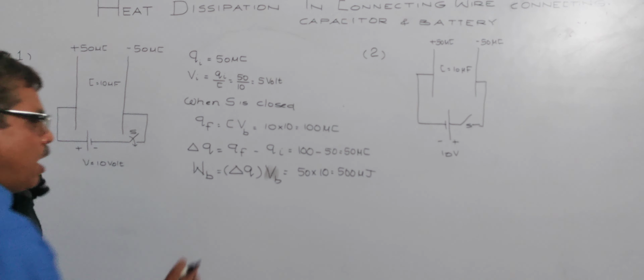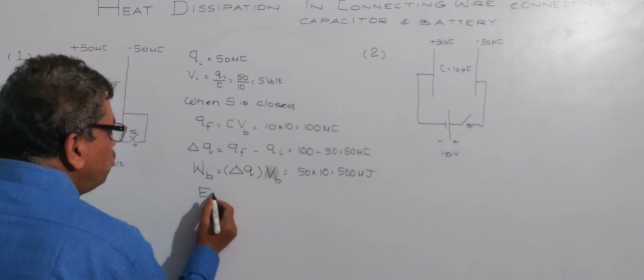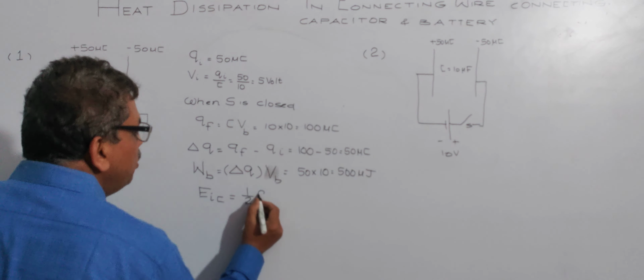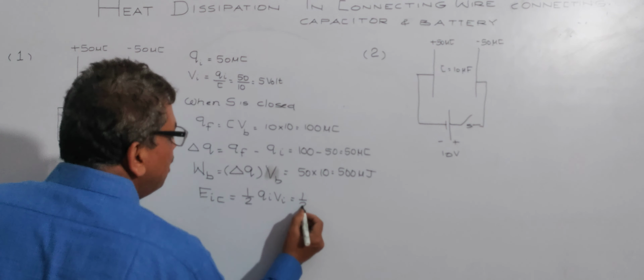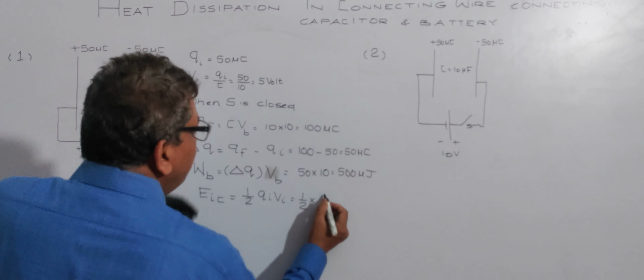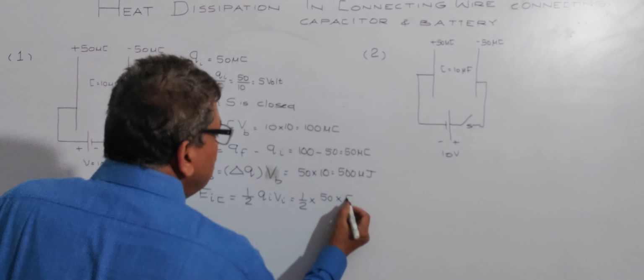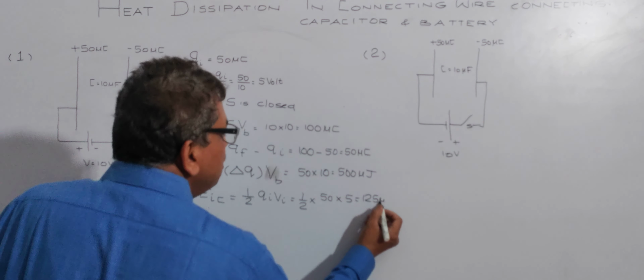Now I can say the initial energy which has been stored between the two plates of the capacitor is half times Q initial and V initial, right? Now what is Q initial? Q initial is nothing but 50, and V initial, how can we find out? 5. So this comes as 125 microjoule. Is it clear?